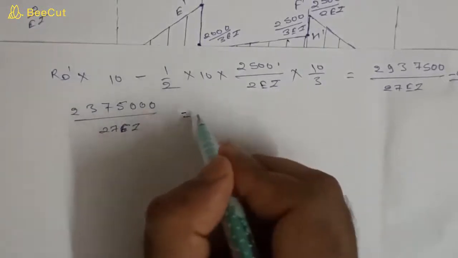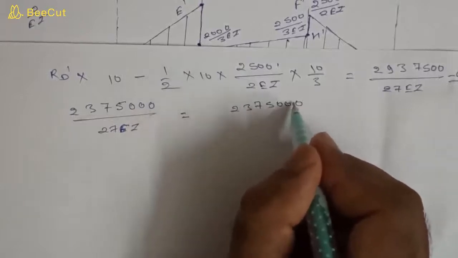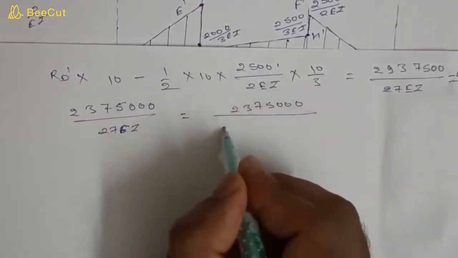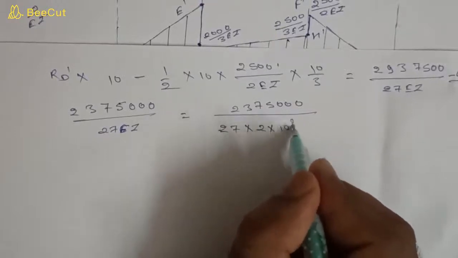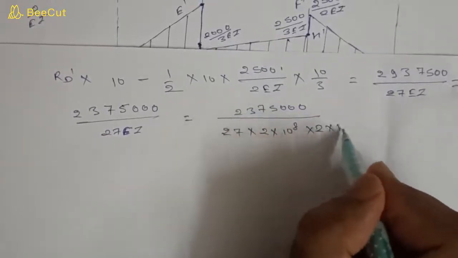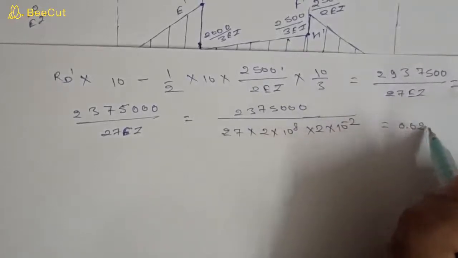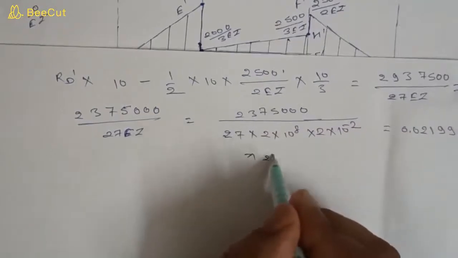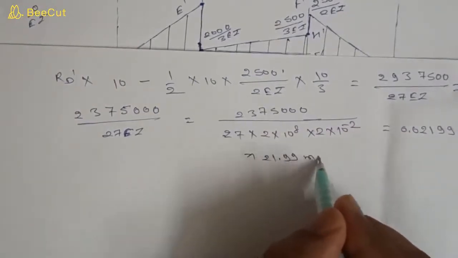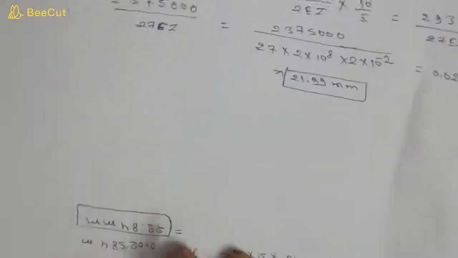This is equal to 2375000, and we will keep the values of E and I. So 27 into 2 into 10 to the power 8 into 2 into 10 to the power minus 2. So you will get 0.02199 meter. So it will become 21.99 mm. So this is the deflection at point C of this beam.